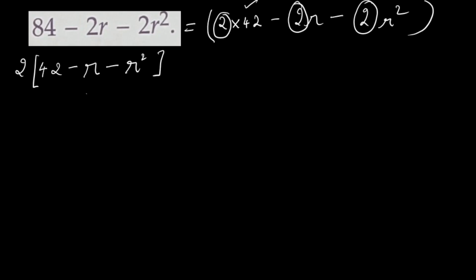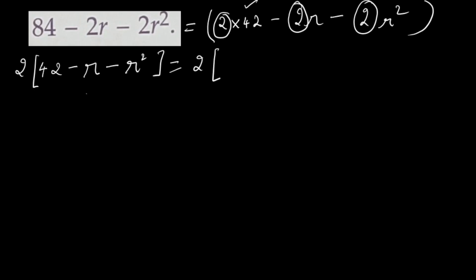Now again three terms are there, and we can factorize three terms by splitting the middle term, but the terms should be arranged in descending order of the degree. So that means we can just rearrange it.